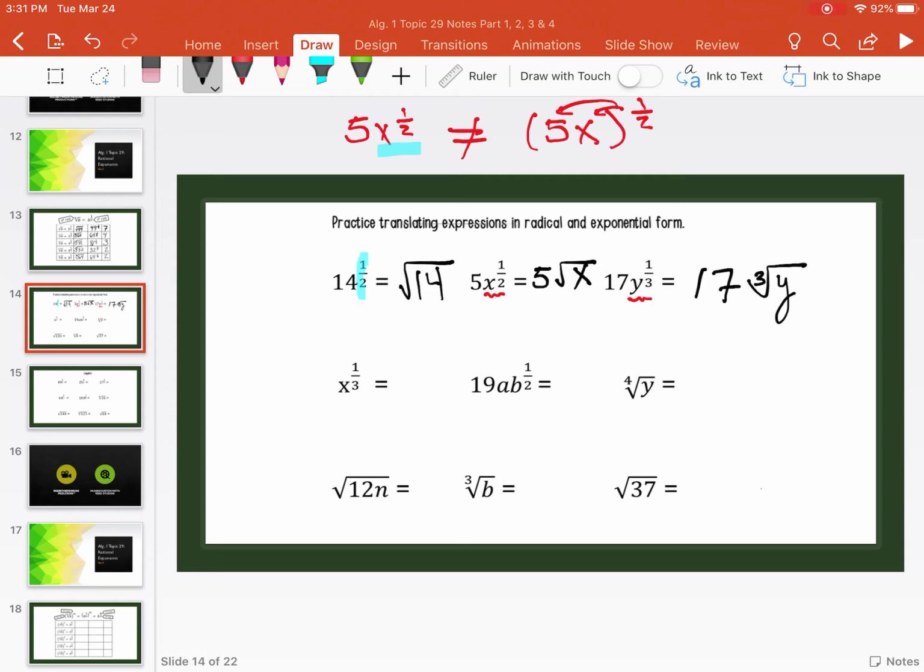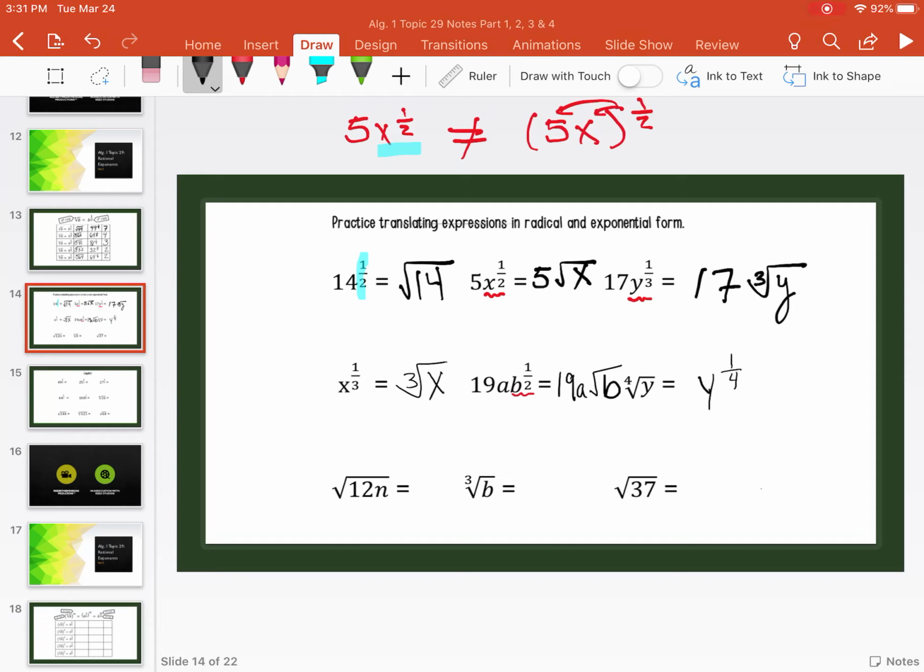Next row, x to the 1/3, this is the cube root of x. 19ab to the 1/2, again, this 1/2 is only attached to b. So our 19 and our a are going to be outside of that root. So it's going to be 19a times the square root of b. And then the 4th root of y is the same thing as y to the 1/4.